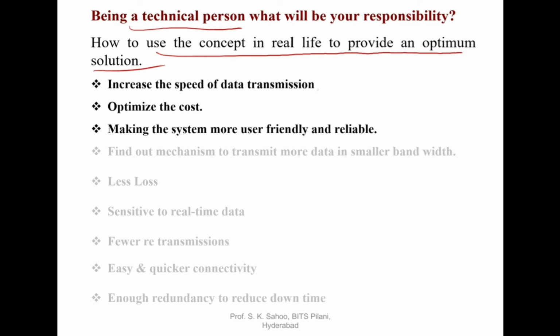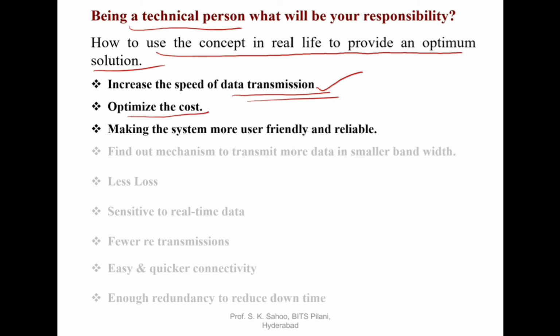What are the challenges? We need to increase the speed of transmissions. So as I told, in 1850 the speed was in terms of bits per second. As time progressed, many scientists worked on this and the speed is now in the terabits range. So if you can increase it further, that will be great. The more the speed of transmission, the better it will be.